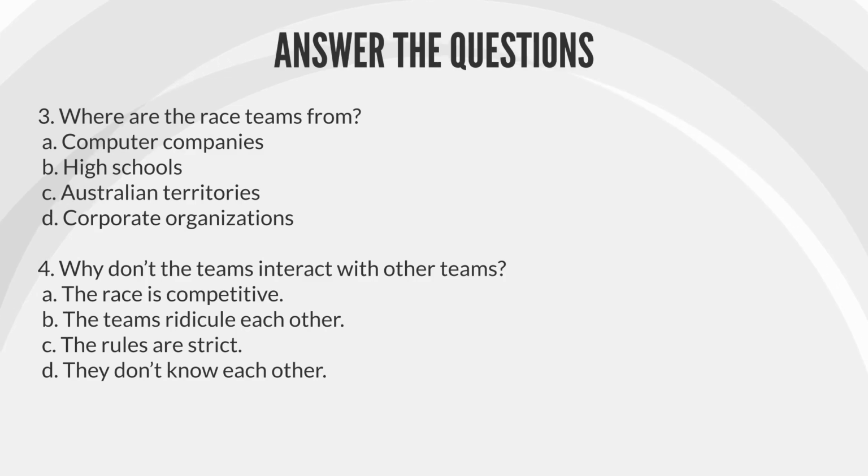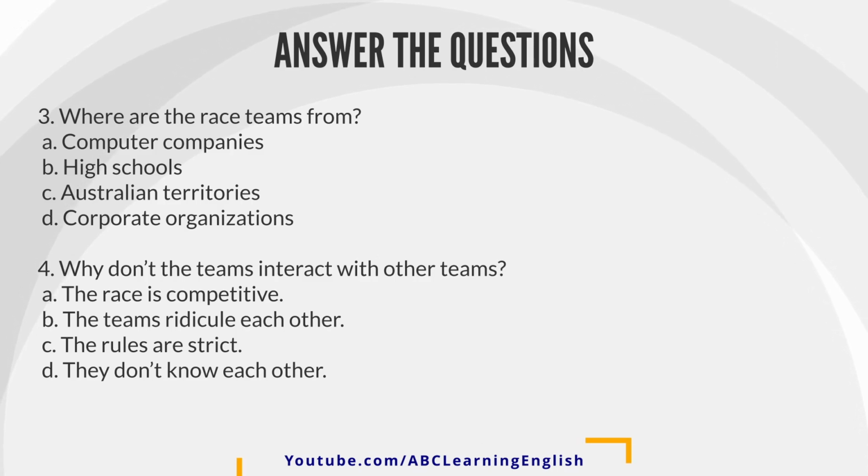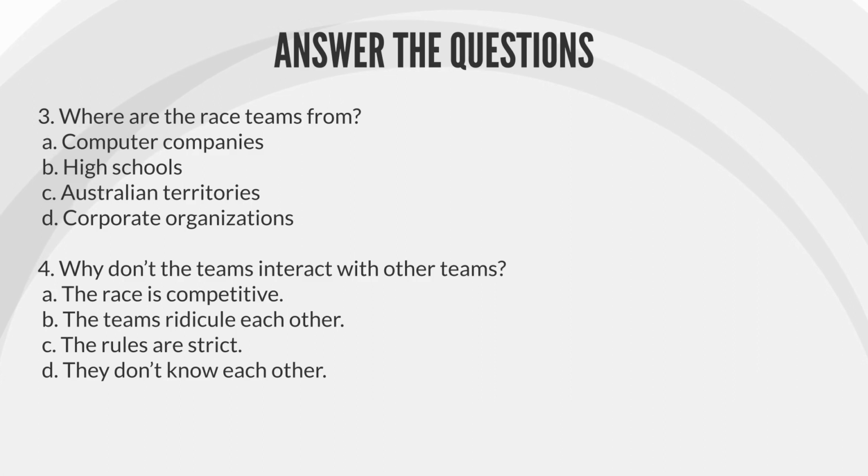4. Why don't the teams interact with other teams? A. The race is competitive. B. The teams ridicule each other. C. The rules are strict. D. They don't know each other.